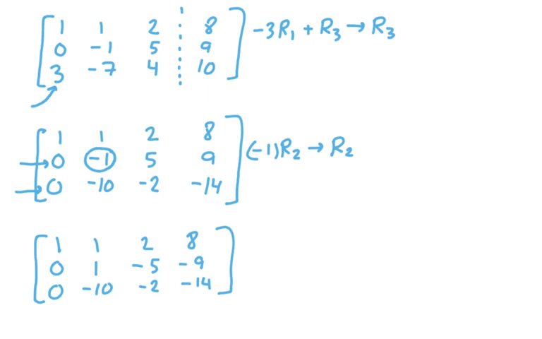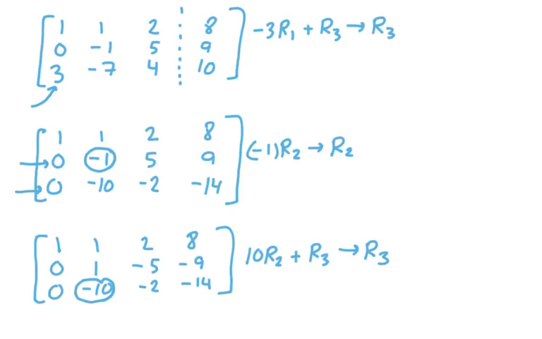Okay, from here, once we have a leading one in the second row, I want to use row 2 to turn this entry here into a 0. That's my strategy, and I do this routinely. So, in other words, I'm going to take 10 row 2, I'm going to add it to row 3, and I'm going to put the result back into row 3. Okay?